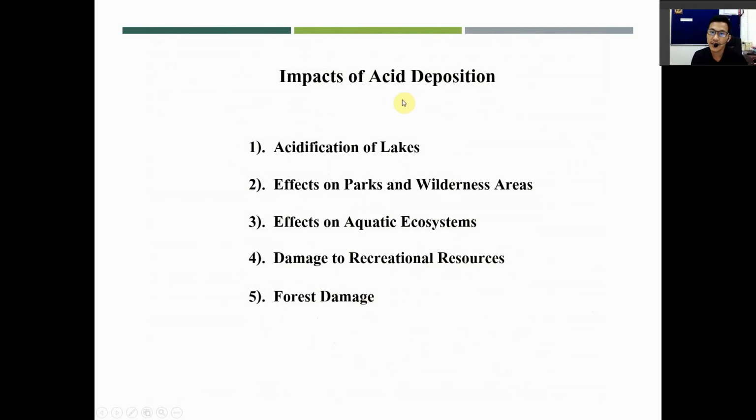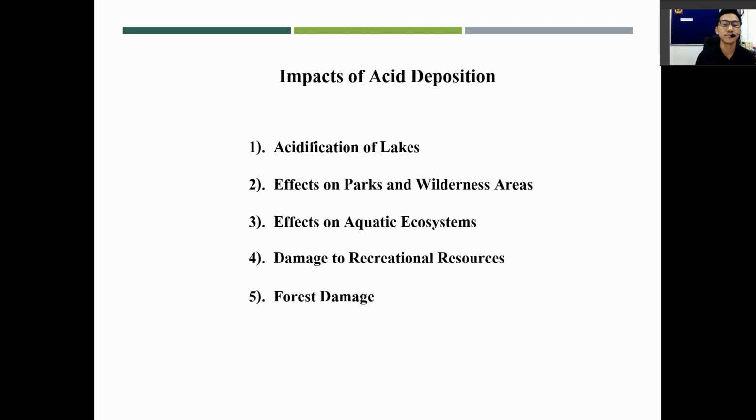Now, the impacts of acid deposition. First of all, there is acidification of lakes. This is the fresh water we have, so that means the pH is getting lower and lower, and that can change the population and can cause the death of a lot of animals. I will show a photo to you guys. The aquatic ecosystem will change a lot, and those animals are affected as the pH gets lower and lower.